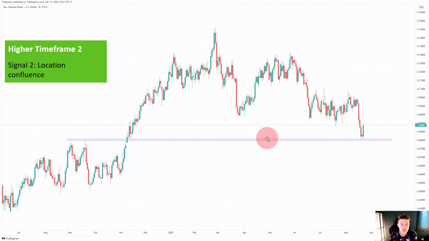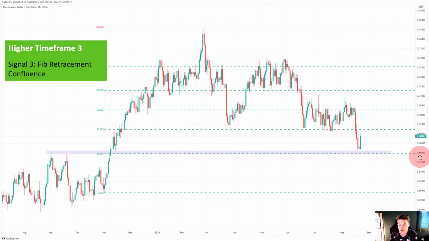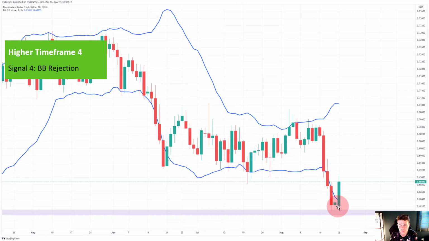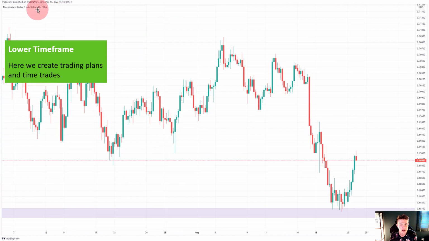If we don't have location structure, if we don't have the round number, we don't have a fib level, we don't have the Bollinger Bands, then it is not recommended to trade it. But if we can stack and find additional information and those tools to help us understand that this is a higher probability trading scenario, we can go to a lower time frame. And now we are on the 4 hour, as you can see here. And here we are first creating trading plans, and then we are also going to time our trade, get into the trade, set targets, stops, and all of the good stuff.